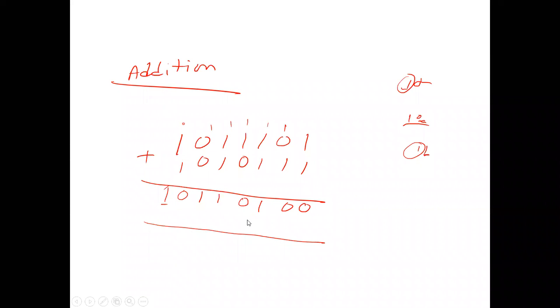Okay, all are clear? Yes, sir. So this is very simple. This is not complicated.